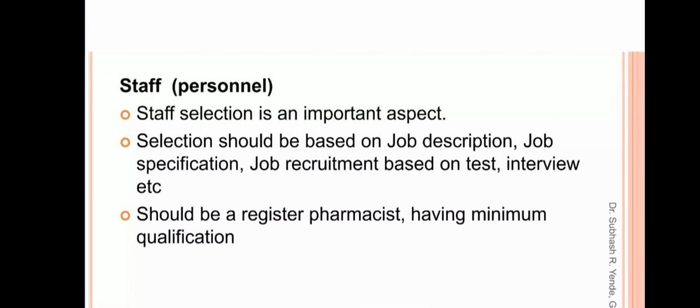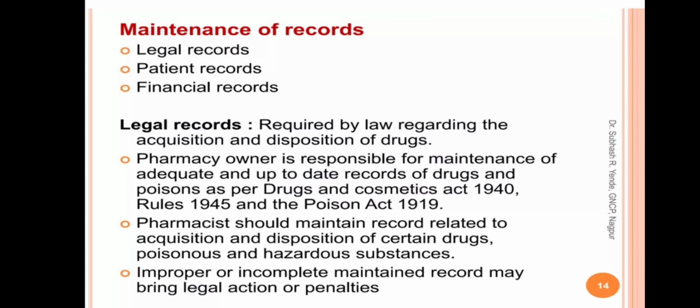Staff personnel: staff selection is an important aspect. Selection should be based on job distribution, job specialization and job requirements, based on tests, interviews, etc. Should be a registered pharmacist having the minimum qualification. Maintenance of records: first one, legal records; second one, patient records; and third one, financial records.